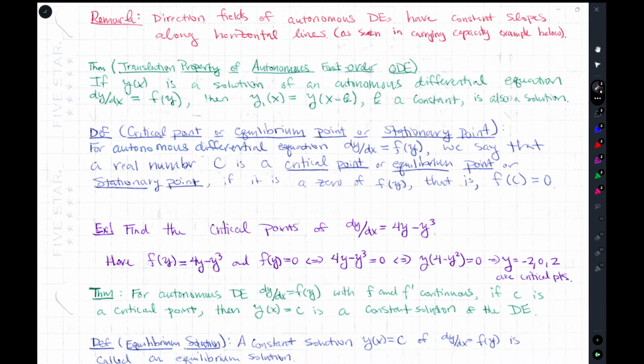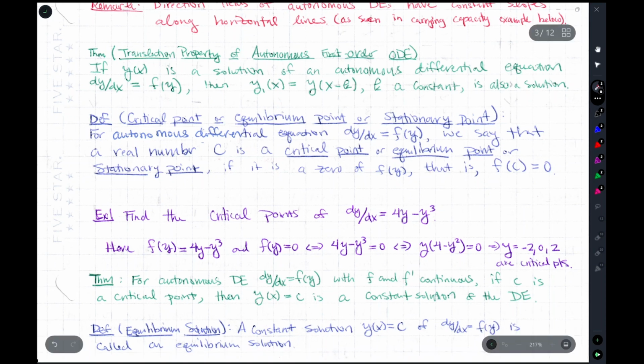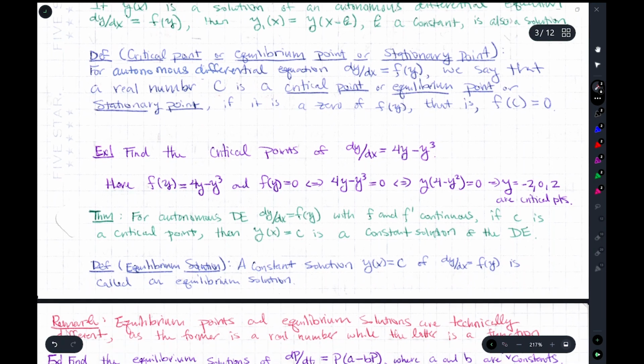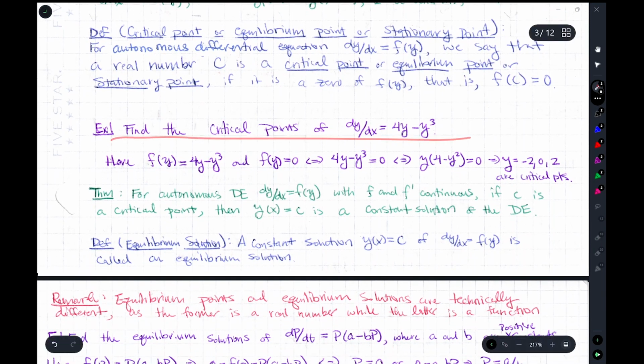So if you have a solution at a point where the slope does not change, it just stays constant there. And we'll see this more clearly once we get into an example. So find the critical points of dy/dx for this differential equation here.